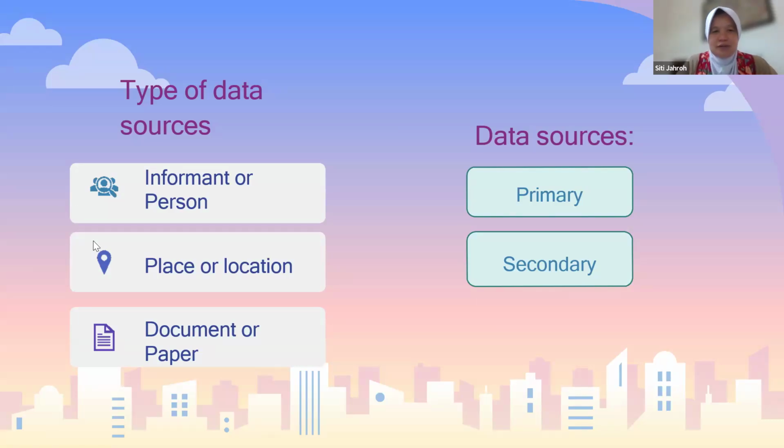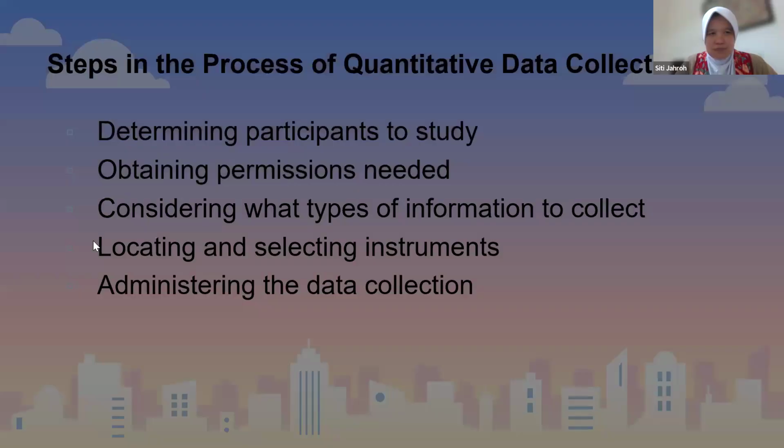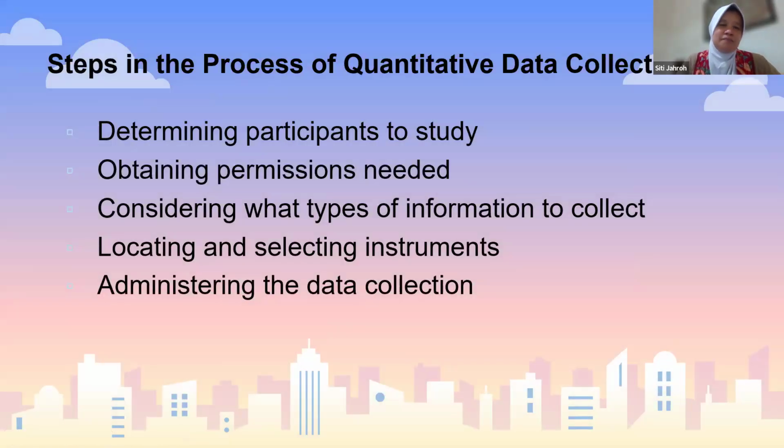Okay, and then what are the steps in the process of quantitative data collection? There are 5 steps. First, you should determine the participant, the person, the informant. Who are they? The participant of your study. The second is obtaining the permission.